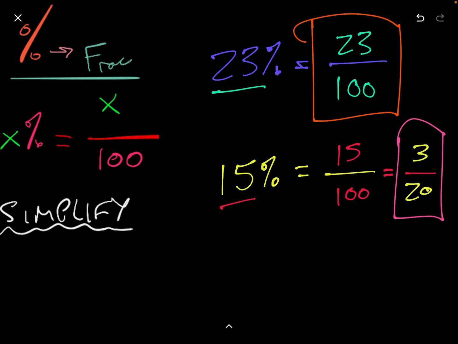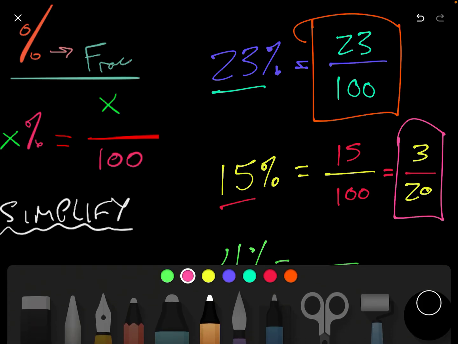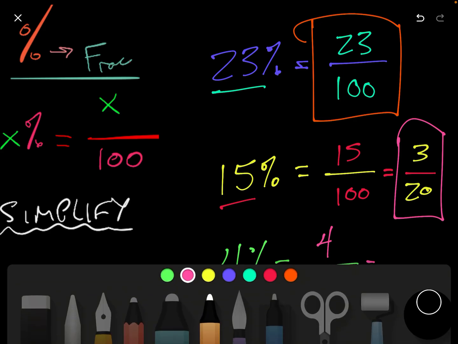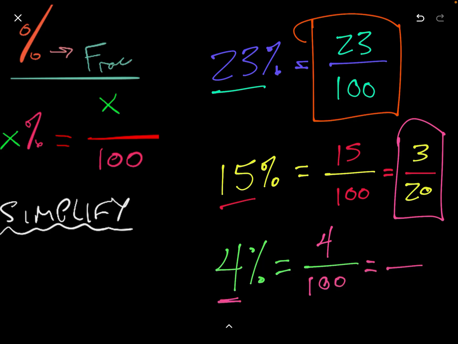Now, when it's a single digit, like 4%, it's the same thing. Numerator on top, 4%, 4 per 100, 4 over 100. Fraction bar means divide, per means divide by 100, right? Now, again, you can reduce this one, 4 and 100, both divisible by 4. And anytime your numerator is 1, you know it's going to be in simplest terms, right?